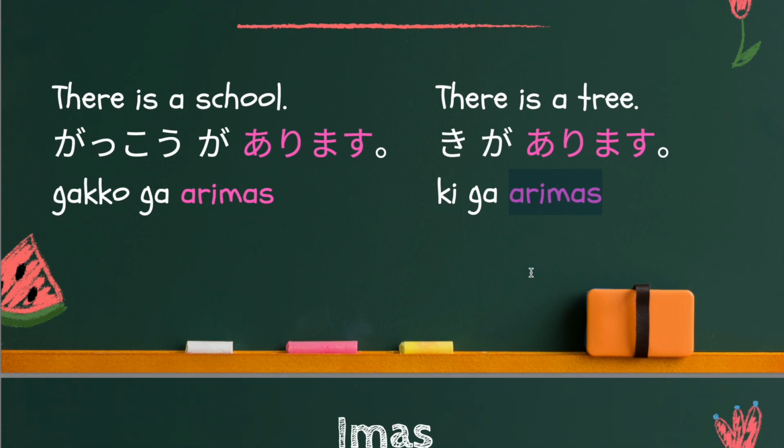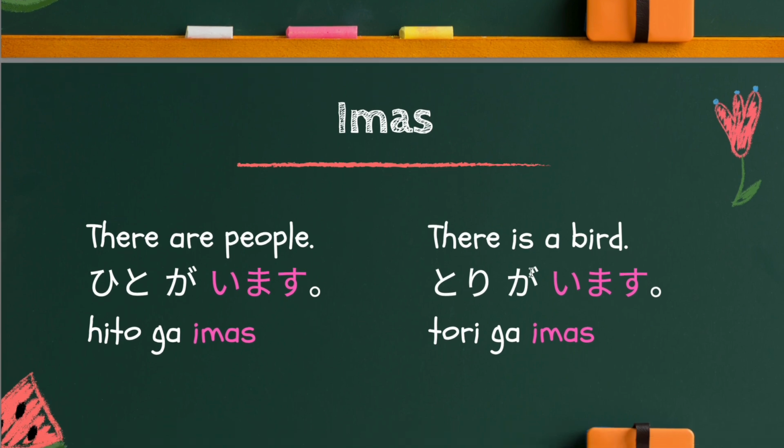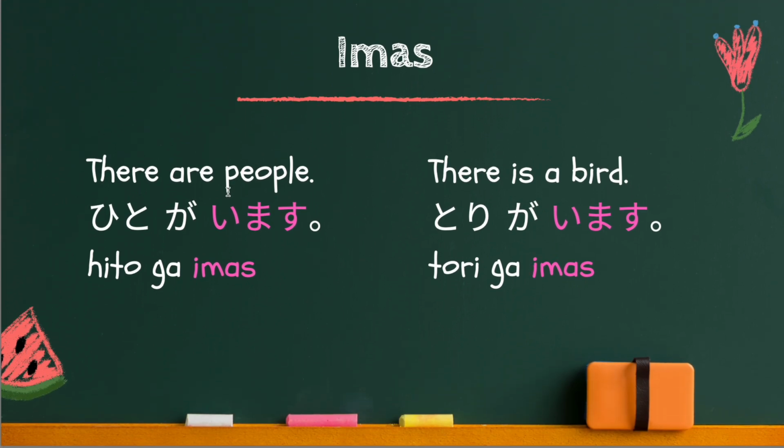Now, this is います. There are people. 人がいます。います is used because people are living things and animated things. There is a bird. 鳥がいます。Again, a bird, that's a living thing and also an animated thing. Therefore, we use います for people and a bird.